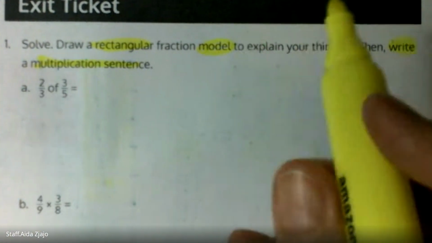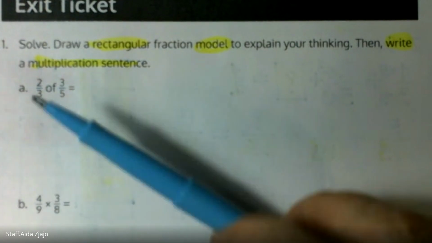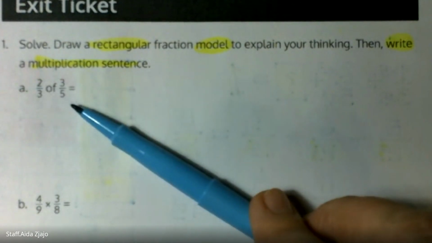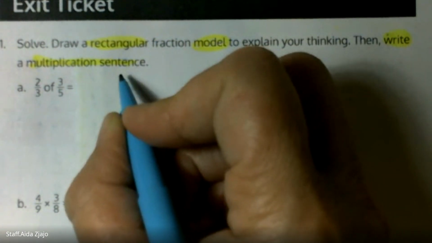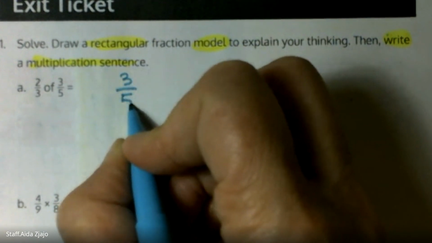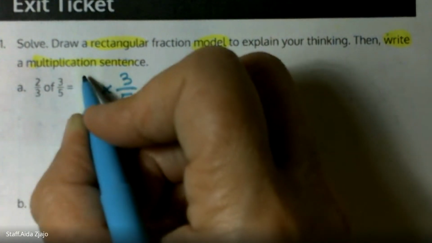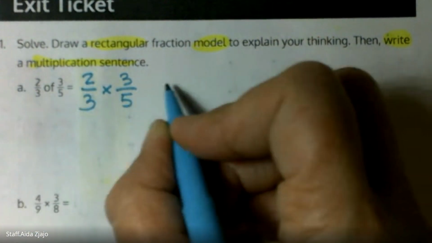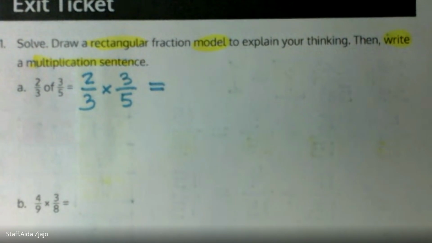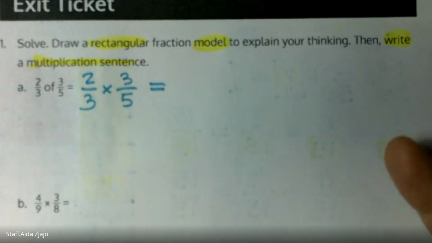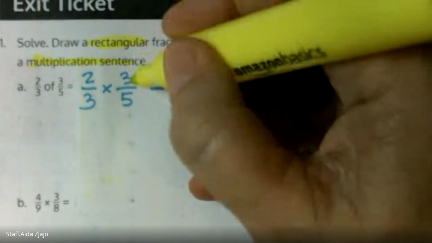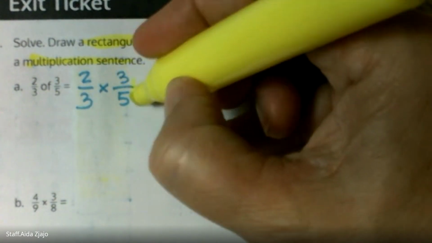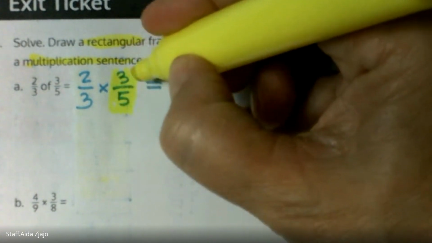What is our problem? What is 2/3 of 3/5? What you need to know is that you have 3/5, and then you need to find what is 2/3 of that. So if we follow the model first, we need to draw what represents 3/5 of something.